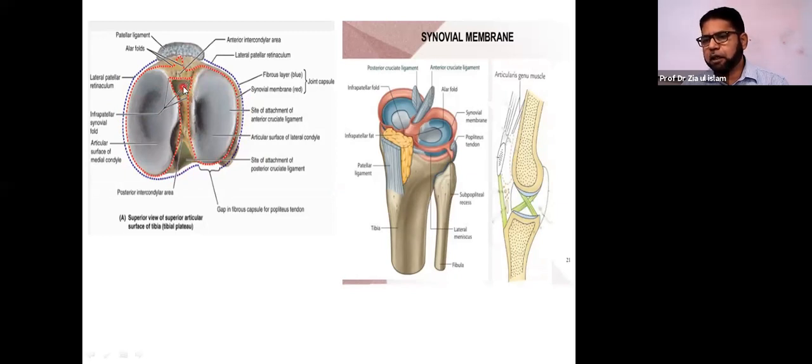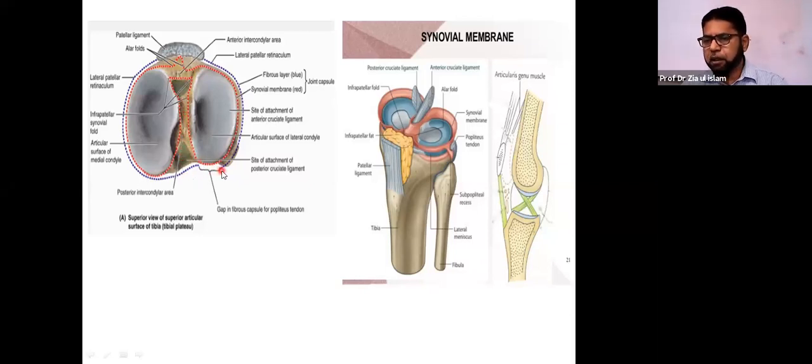internally. So you see that the anterior cruciate ligament and posterior cruciate ligament are both inside the capsule. So they are intracapsular. This is something to remember. The anterior cruciate ligament and posterior cruciate ligament both are intracapsular.